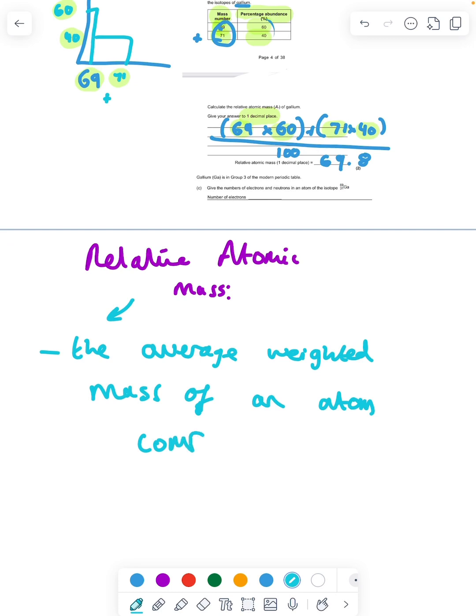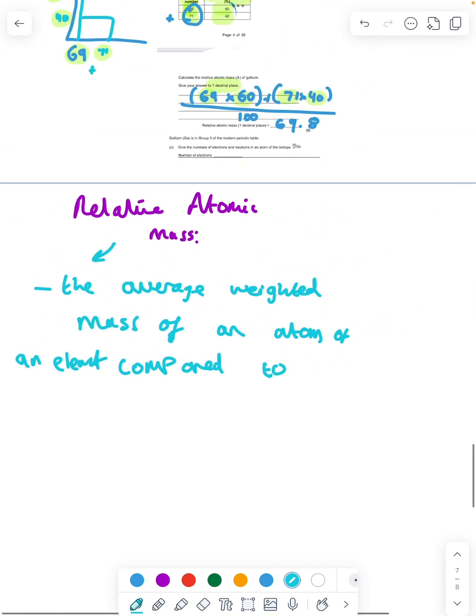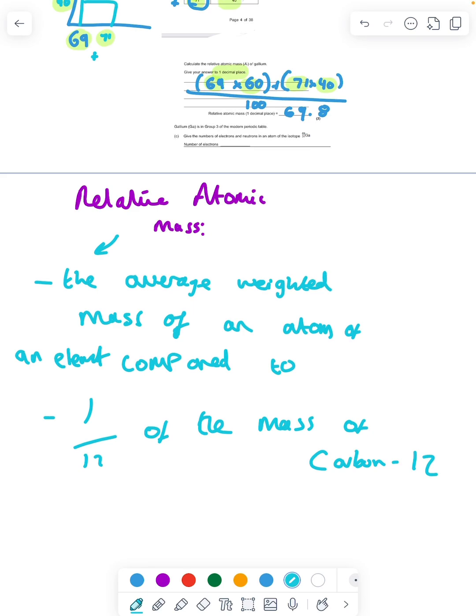compared to, so the average weighted mass of an atom of an element, because remember we're looking at a certain element here, like gallium, for example. So the average weighted mass of an atom of an element compared to 1/12 of the mass of carbon-12. So you're taking the average mass of an atom and comparing it to 1/12 of carbon, the normal carbon that you see. This is just a definition that you need to know, and you could get asked this and you could say it like that.